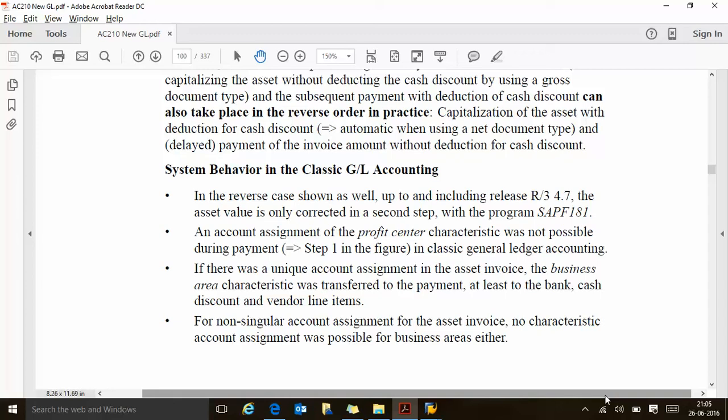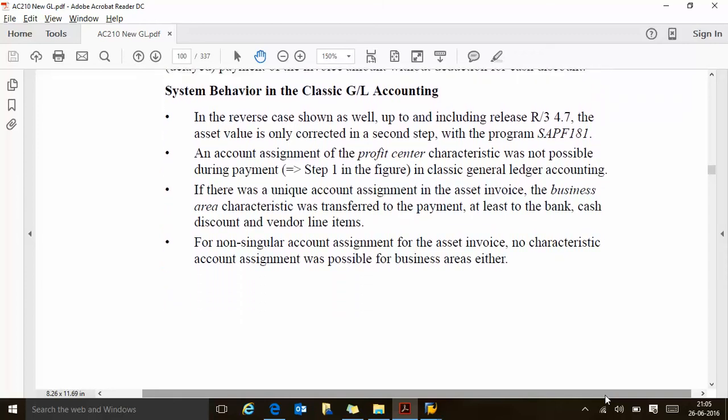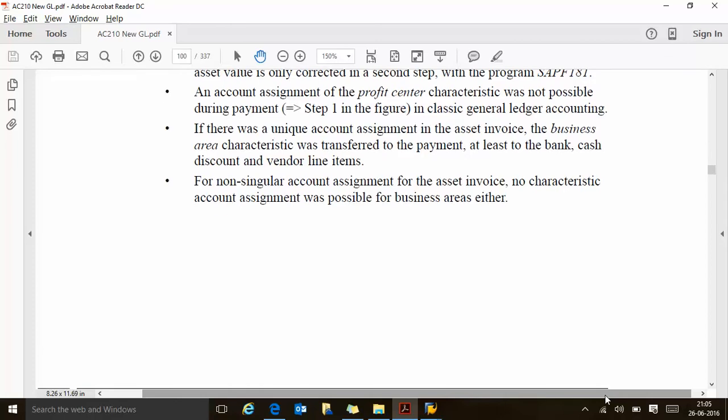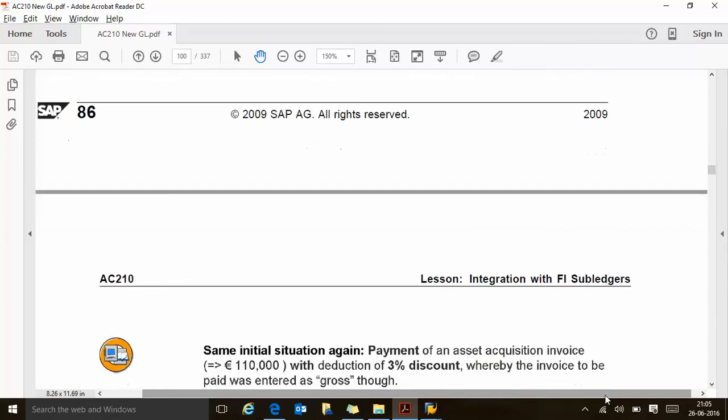having an adjustment. If there was a unique account assignment in the asset invoice, the business area characteristic was transferred to payment and at least to the bank, cash account and vendor line item. So business area was getting transferred. But for a non-singular account, no characteristic account assignment was possible for business area either. So this was a restriction in classic GL. So thanks to new GL, which gives you this functionality and this flexibility to have a discount while making the payment.